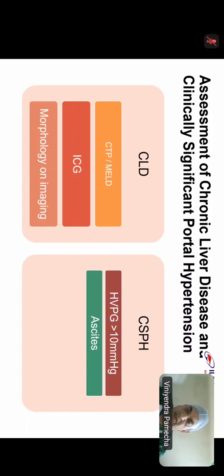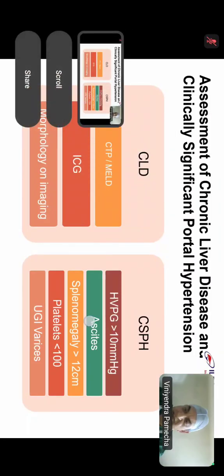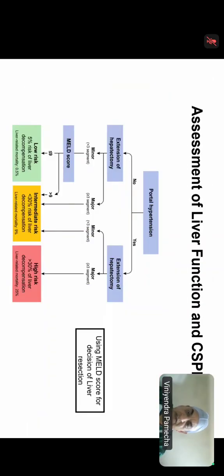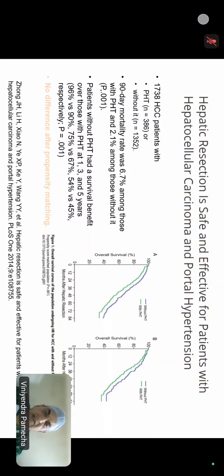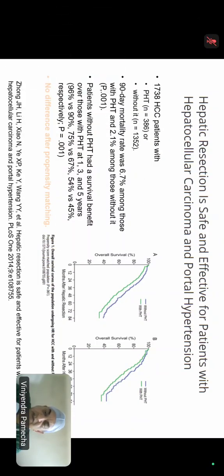Then, to look at clinically significant portal hypertension, there are various parameters: splenomegaly, platelet counts of less than 100, or varices. HPVG is now being used very commonly to assess portal hypertension when it is borderline. If you have an HPVG of more than 10, then for a major resection you should be careful. Now, one of the things with HPVG is that when you have large tumors, this may not actually be a reflection of the right pressures.